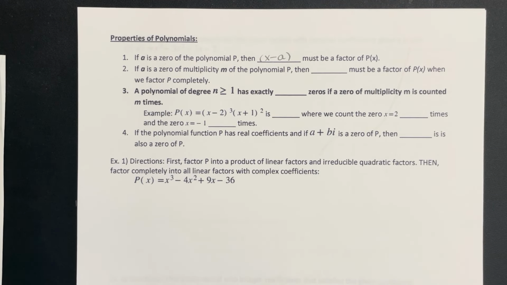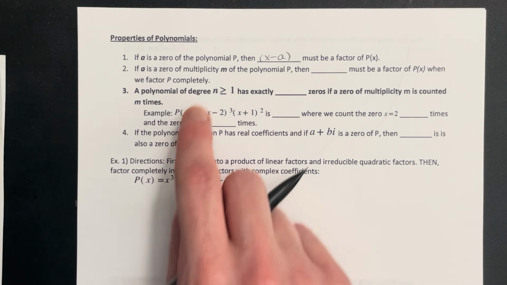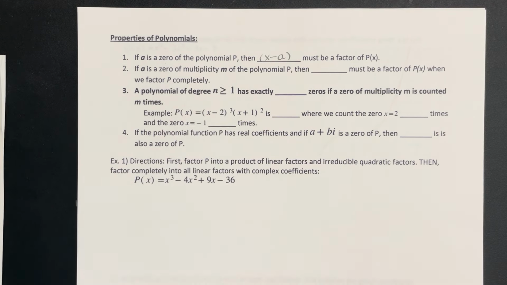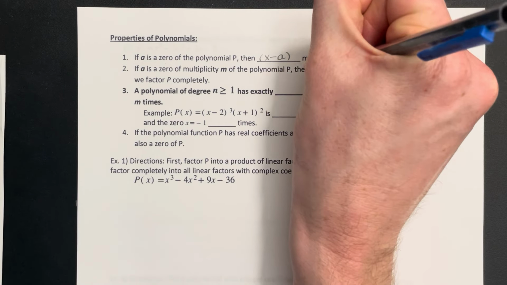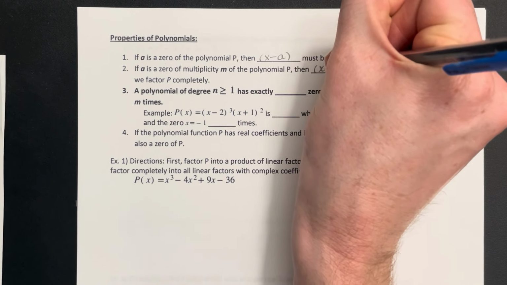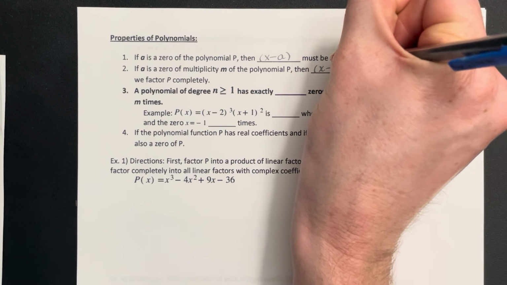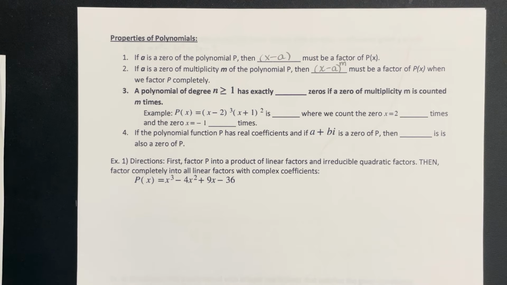If that zero has a multiplicity, so if a is a zero with multiplicity of m, then the factor would show up m number of times, so x minus a to the m power must also be a factor of the p of x.